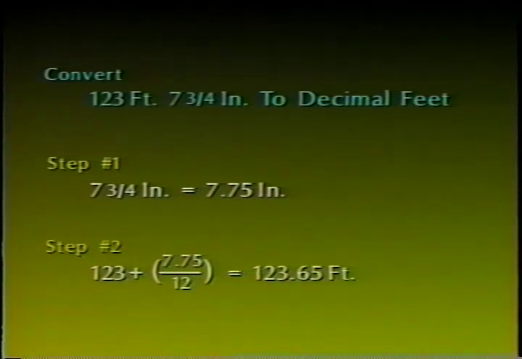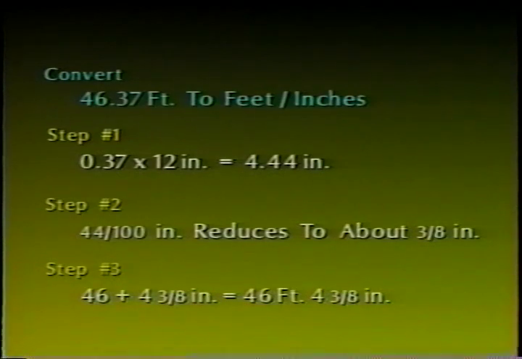In the first step, reduce 7 and 3/4 inches to decimal inches by reducing 3/4 of an inch to its decimal form, 0.75 inches. In the second step, 7.75 inches is reduced to a decimal of a foot by dividing it by 12. Adding the decimal foot to 123 equals 123.65 feet.